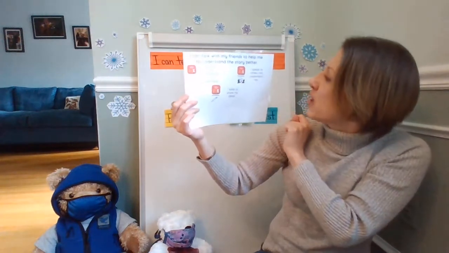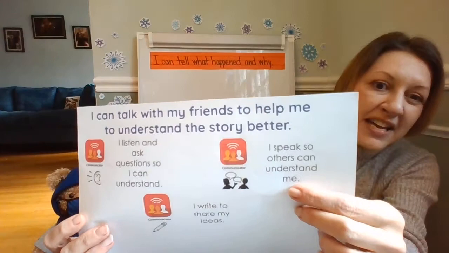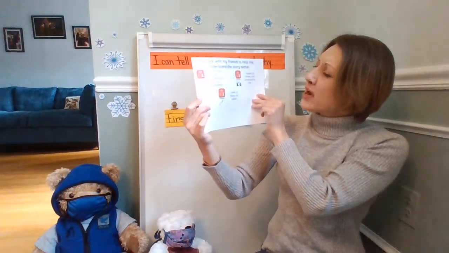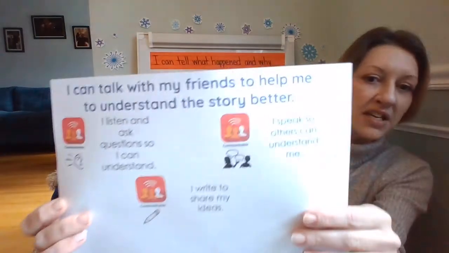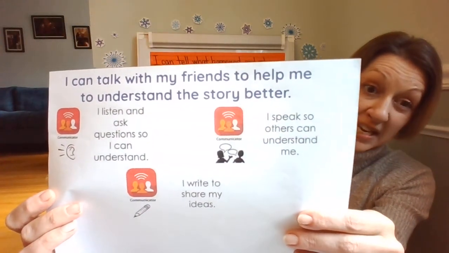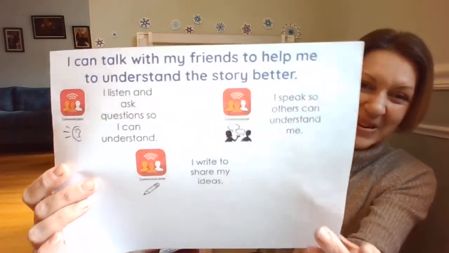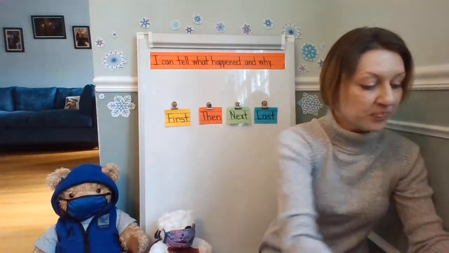I speak so others can understand me. So you will be sharing ideas and speaking so the class family can understand you. Another way we're going to be a good communicator is I write to share my ideas. So you will be writing, and there's some special things you're going to be needing for that. You will need crayons, pencil, and paper. So we're going to show that we are a good communicator today.